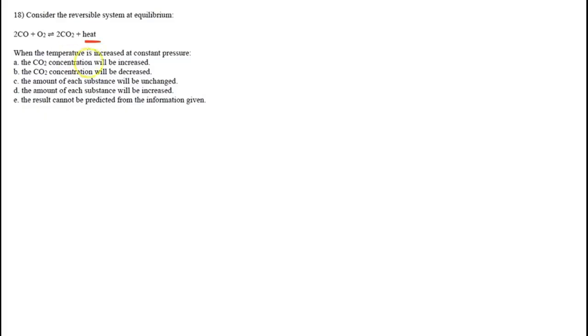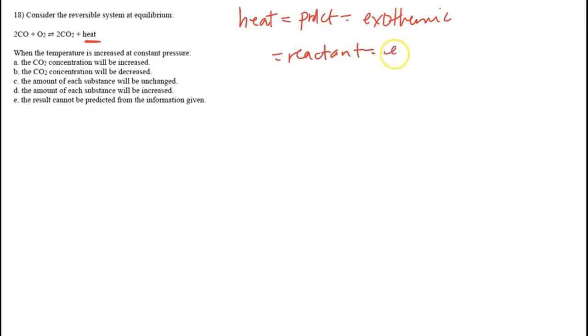Then it tells us when the temperature is increased at a constant pressure, here are the answer choices of what potentially can happen, and figure that part out. So first, if I'm dealing with heat, I know that heat is a product. I'm probably dealing with something that's exothermic. So it likes to release heat, okay? If heat is going to be a reactant, I'm usually dealing with something that's endothermic. It needs to absorb heat.